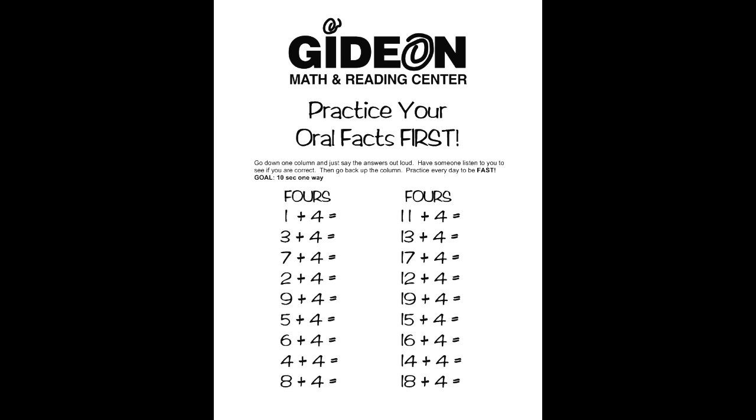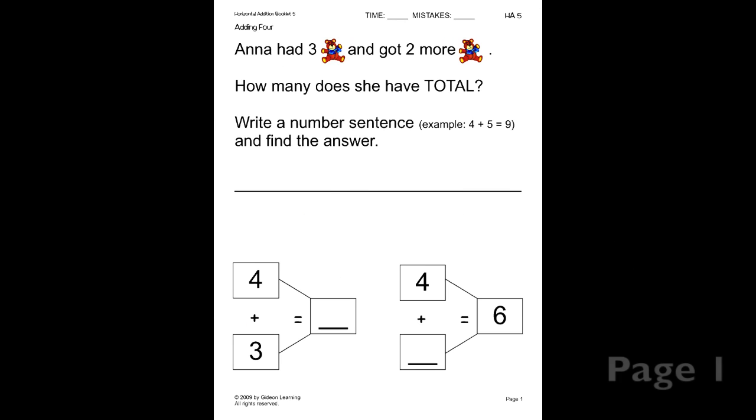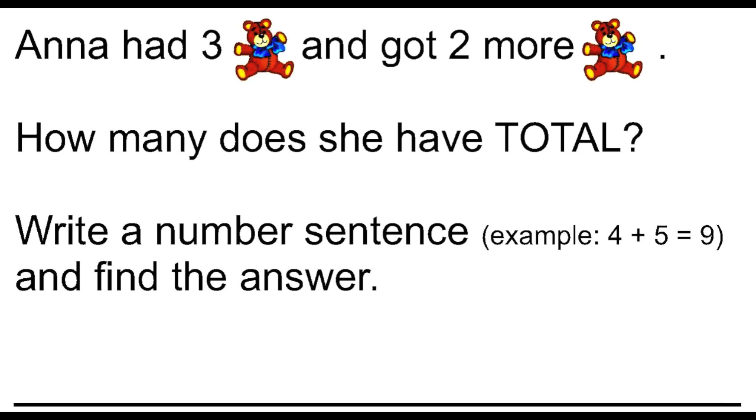Let's do the first few together. 5, 7, 11, 6. Let's look at this first page. At the top we have a word problem. Let's read the problem and the directions. So, Anna had 3 teddy bears and got 2 more teddy bears. How many does she have total? Write a number sentence and find the answer.